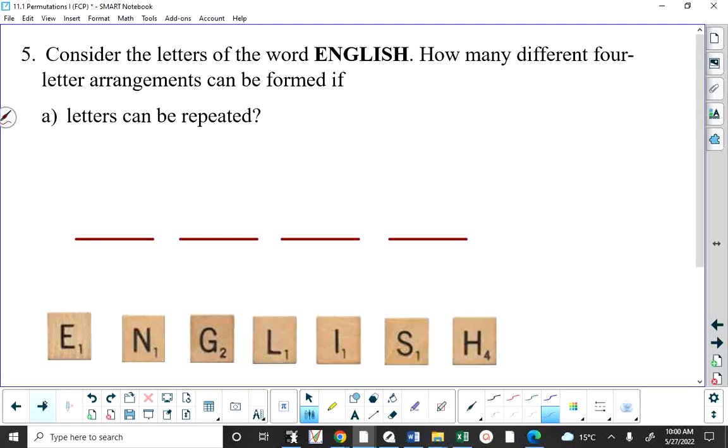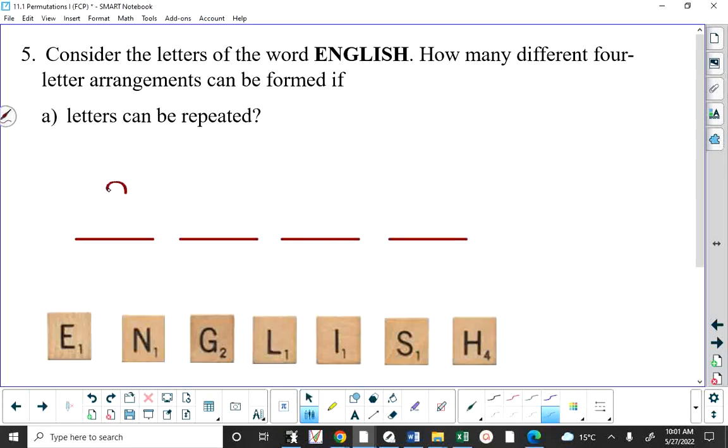So, first of all, we have 7 letters, and we're only arranging them in groups of 4. That's different. And you can use the same letter again. So I have a bucket of E's, a bucket of N's. In other words, I can do this. I have as many of those letters as I want. I'm still going to use the fundamental counting principle.